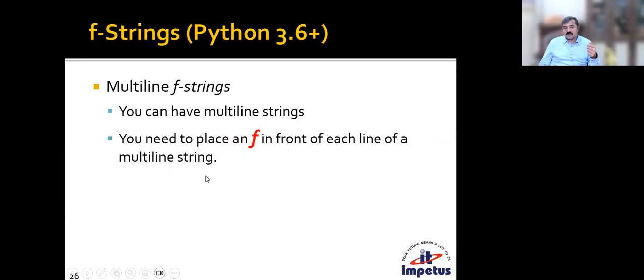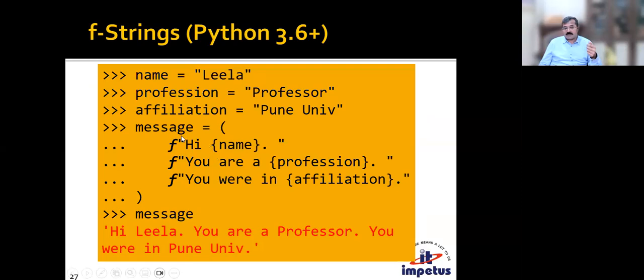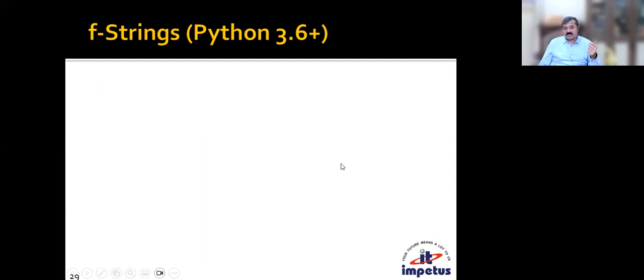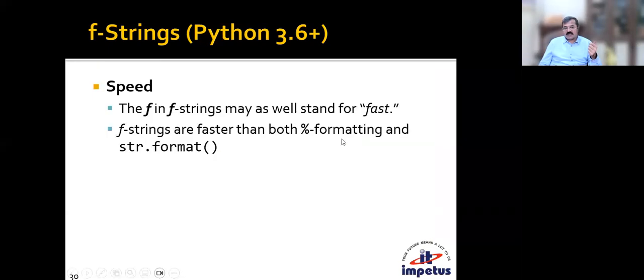You can also go with multi-line strings for formatting. So you have a message. I say, hi name, your profession is so-and-so, your affiliation is so-and-so. Don't worry about this because I'm going to show you 3 different ways to do it. And F, all of them are formatted string literals. Name में लीला print हो जाएगा, your profession में professor print हो जाएगा, your affiliation में Pune University. So hello Leela, you are a professor, you are in University of Pune or Pune University, इस तरीके से print हो जाएगा. And I'll tell you about it.